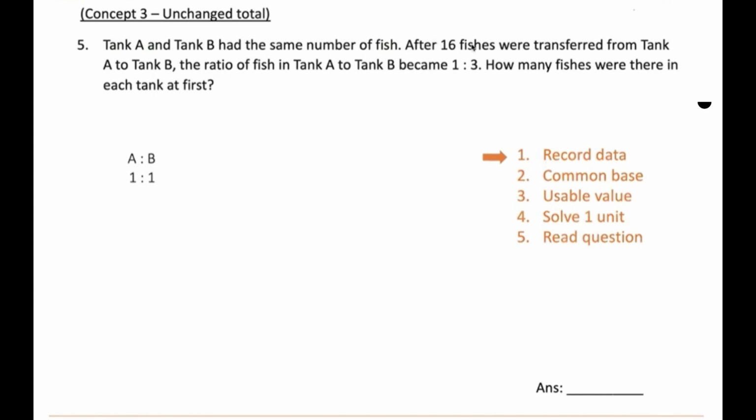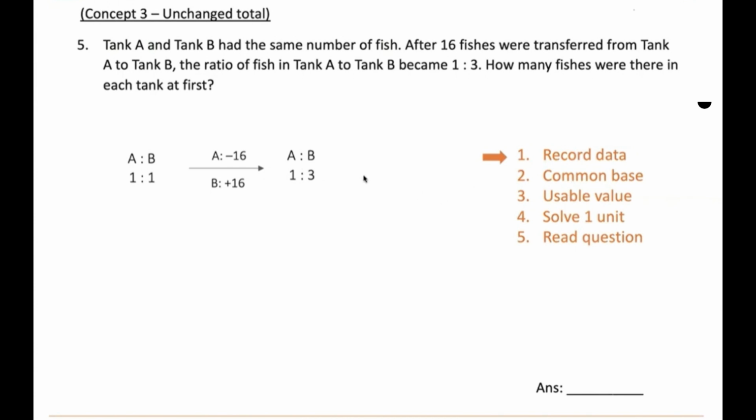Next, after 16 fishes were transferred from tank A to tank B. So tank A, you take out 16 fishes, and then you add it into tank B. So tank B plus 16, and then the ratio becomes 1 to 3. Now, that completes the recording data, step 1. Step 2, look for common base. What didn't change? Remember I told you, group, total, or difference.